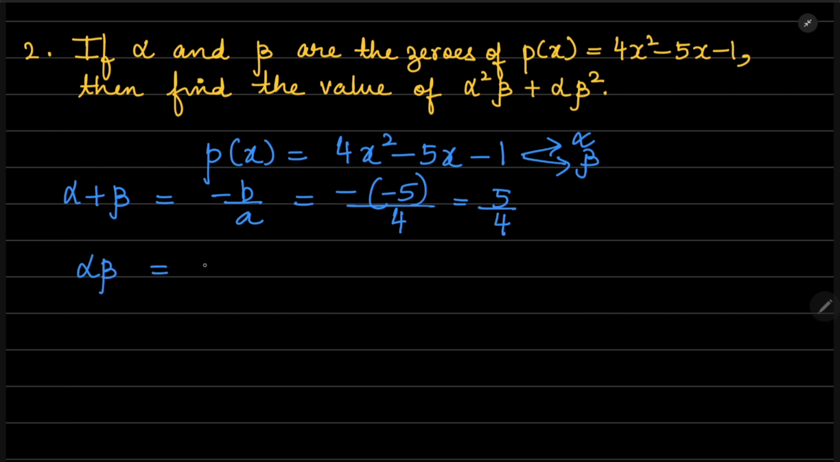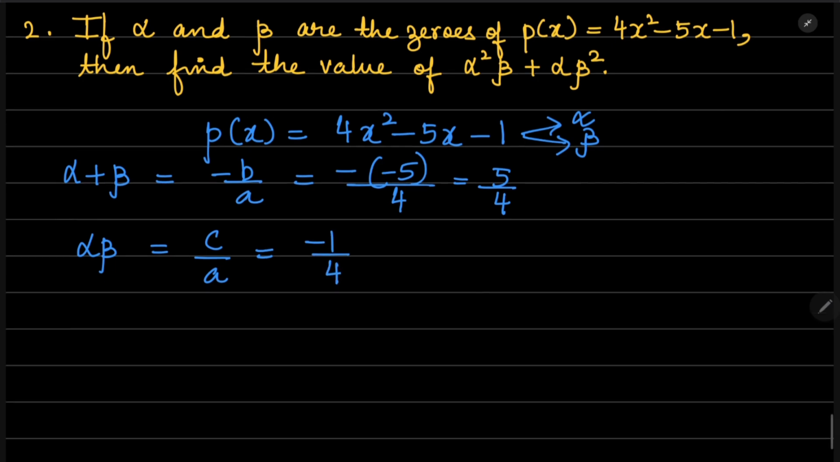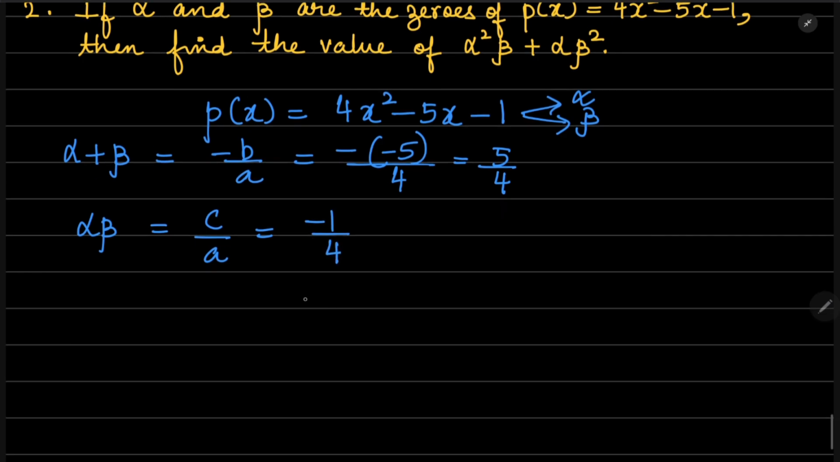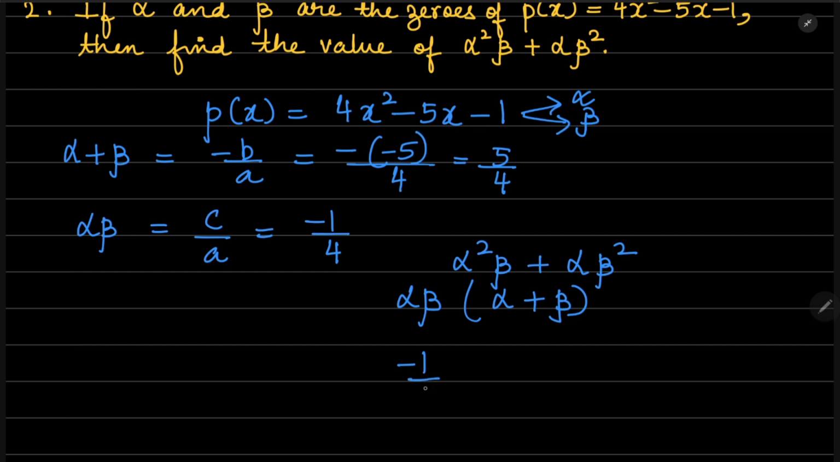And then calculate the product of the zeros. Formula is c by a. What is your c? Your c is minus 1, a is 4. So minus 1 by 4. Now, what do you have to find? To find alpha square beta plus alpha into beta square. Take alpha beta common. So what do you have? Alpha plus beta remains. What is alpha beta? Minus 1 by 4. Multiplied by what is alpha plus beta? The sum of the zero. 5 by 4. So what is this value? Minus 5 by 4 into 4. 16. This is your answer.